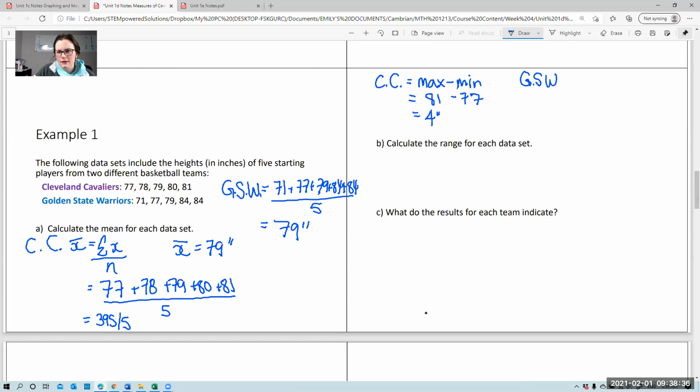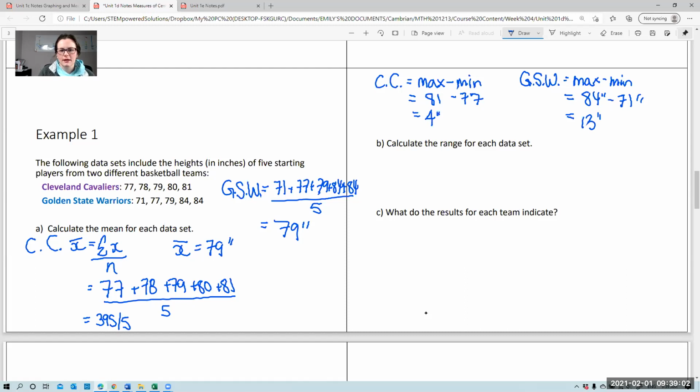Golden State Warriors, the range is going to be the maximum subtract the minimum. The tallest player is 84 inches, minus the shortest player, which is 71 inches. So 84 minus 71 is equal to 13 inches. So that's the way we would calculate the range for each of the data sets.